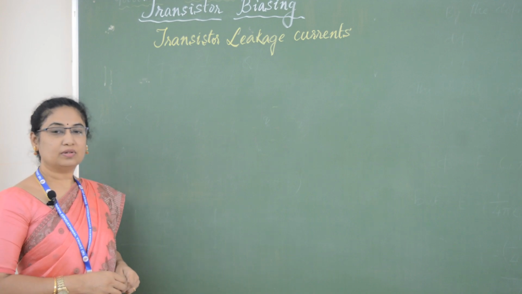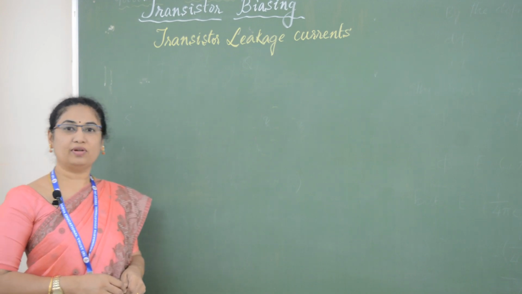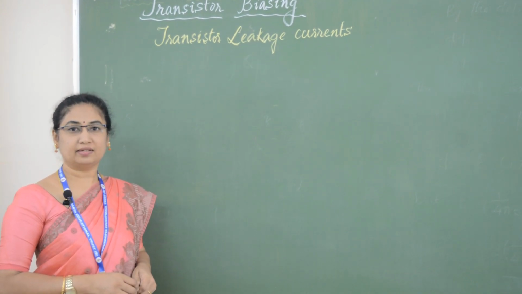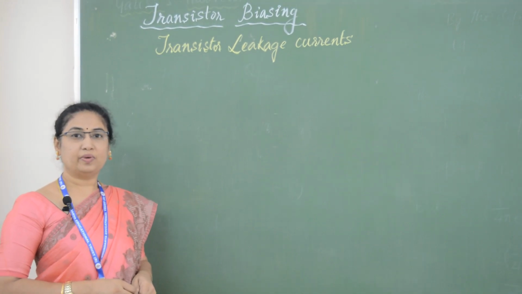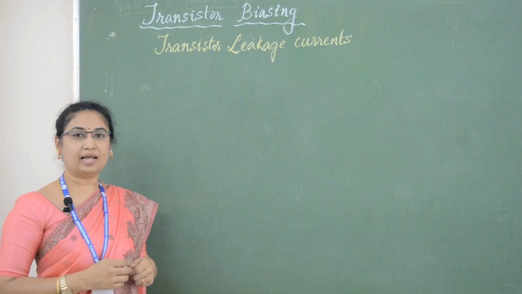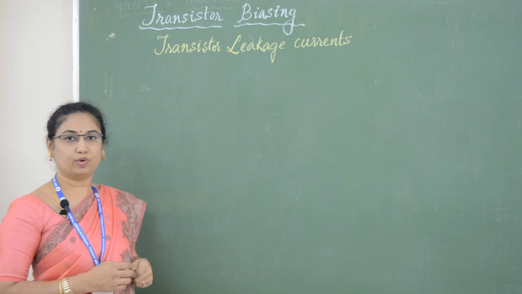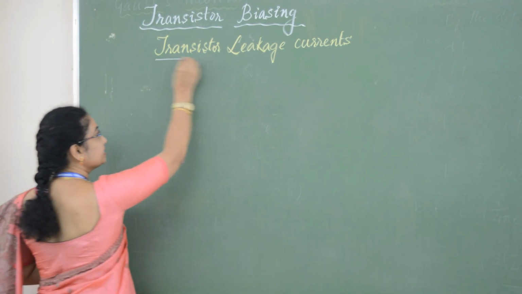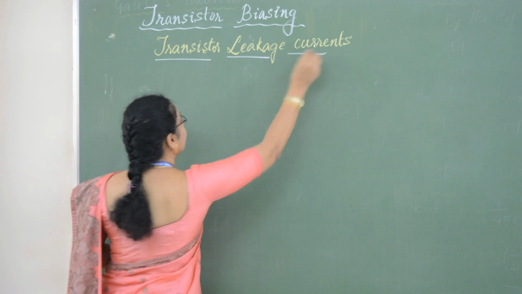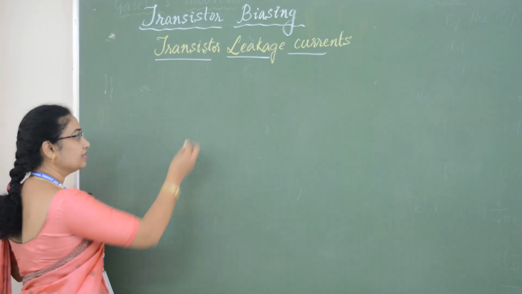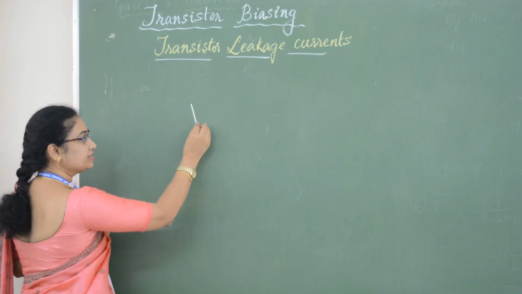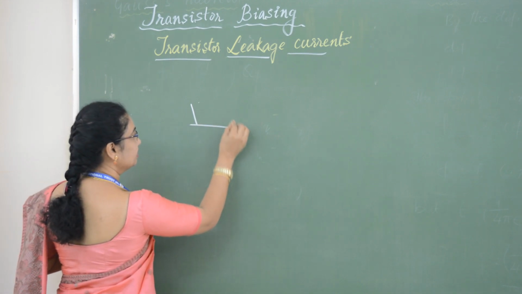Now we shall know the two different types of leakage currents that are present in a transistor. To know that, we can take either of the modes. I will be taking the common base mode for the discussion now. So we will be knowing about transistor leakage currents. Now I will draw a transistor in common base configuration.